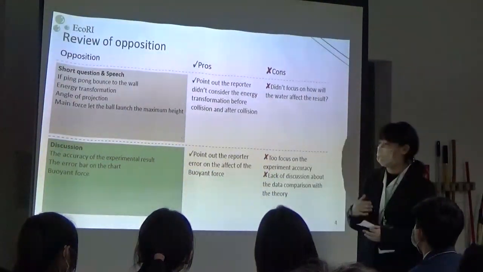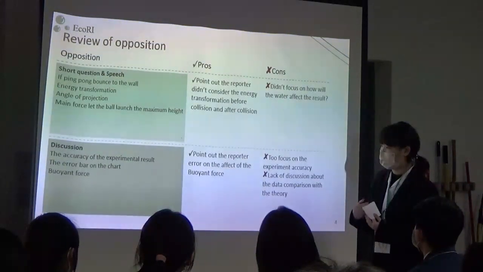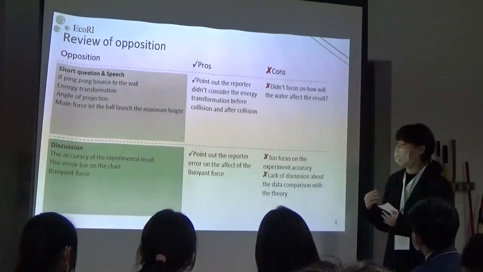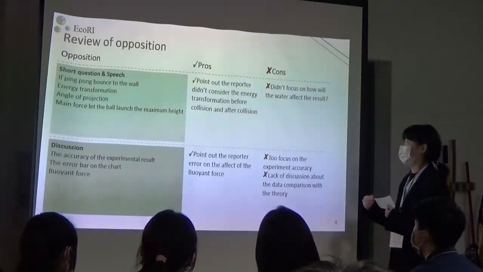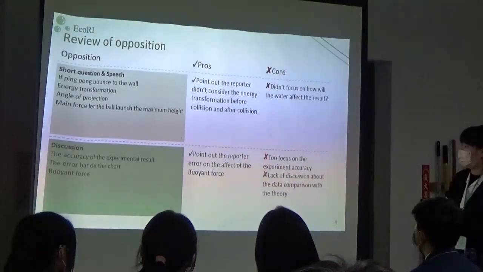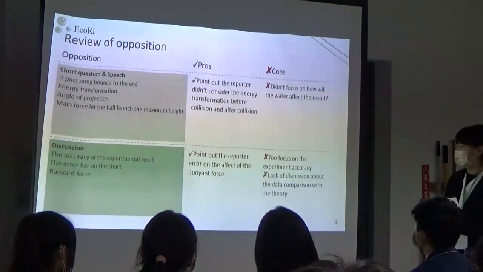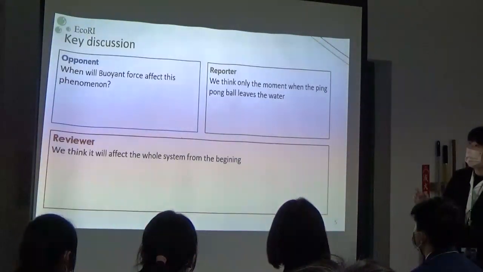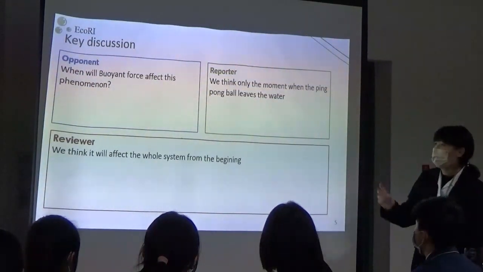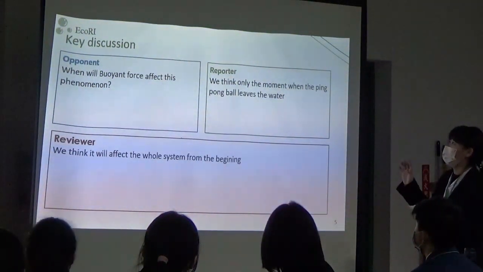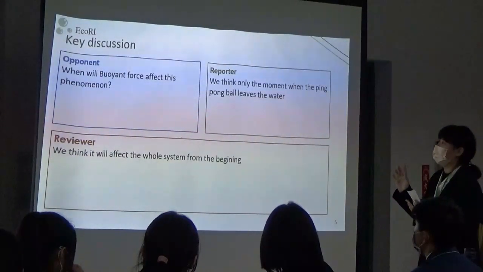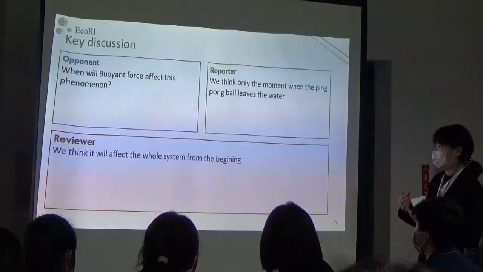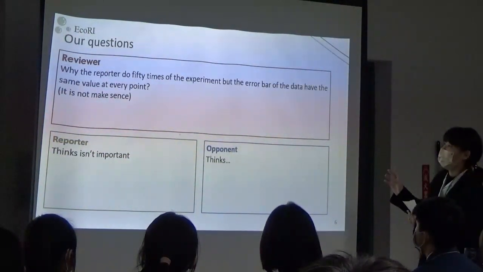And in the discussion, they discussed the accuracy of the experimental result and the error bar of the chart and the wire flow first. And he correctly pointed out the reporter's error on the effect of the wire flow, and that he should focus on the experimental accuracy and not be concerned about the data comparison with the theory. And here is the discussion. The opponent asked when the wire flow will affect the phenomenon, and the reporter answered only at the moment when the ping pong ball leaves the water, but we think that it will affect the whole system from the beginning.